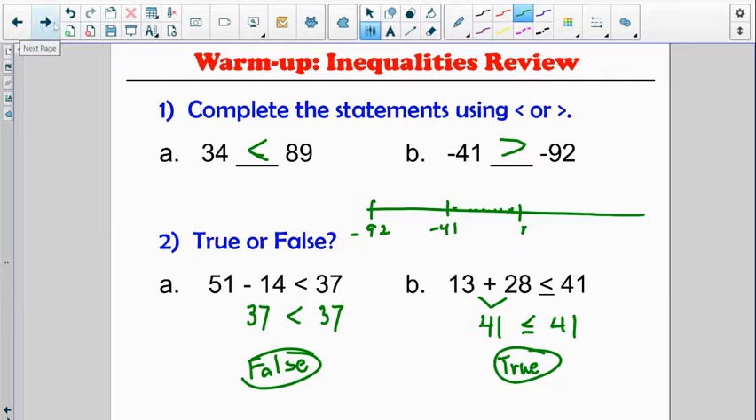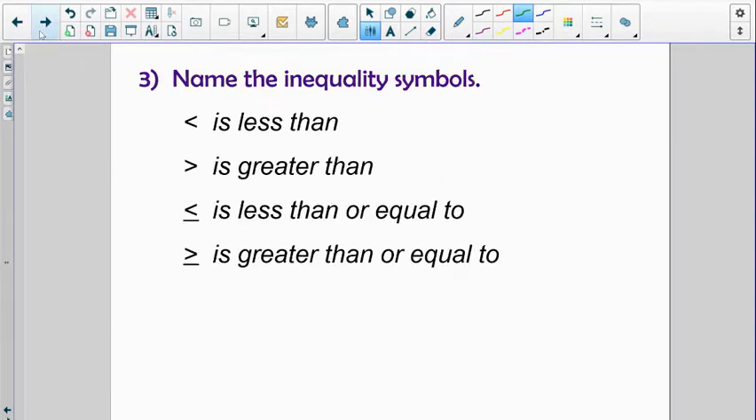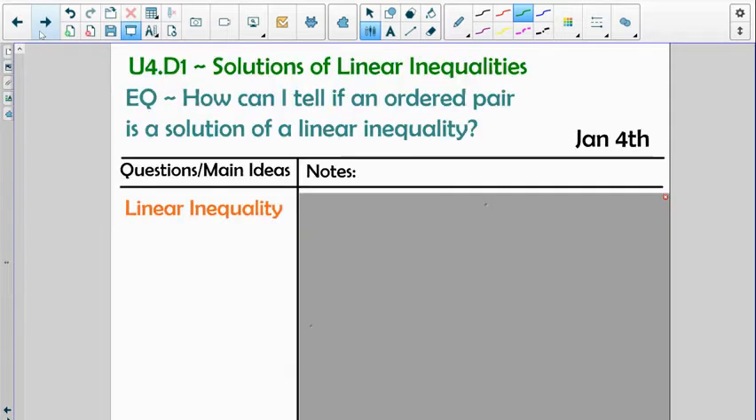All right, so there's our little inequalities review. And the reason why we are reviewing inequality symbols today is because our new unit is on linear inequalities. So basically, think of it as linear equations, but with an inequality in its place instead. We're going to start out today by looking at solutions of linear inequalities. And our essential question is, how can I tell if an ordered pair is a solution of a linear inequality?